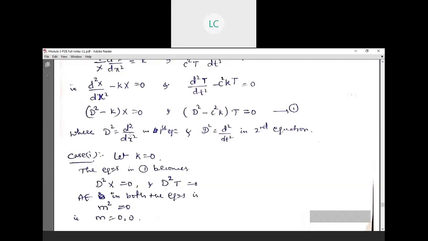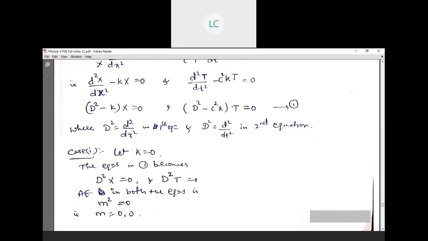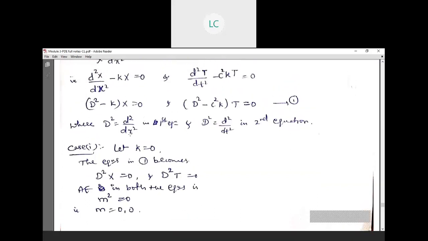Okay, see here, by using fixed values we are going to find the solution for this wave equation. So here we are going to use three cases. One case is when k is equal to 0. Here we have k, right? If k is equal to 0, then what is the solution of this ODE?